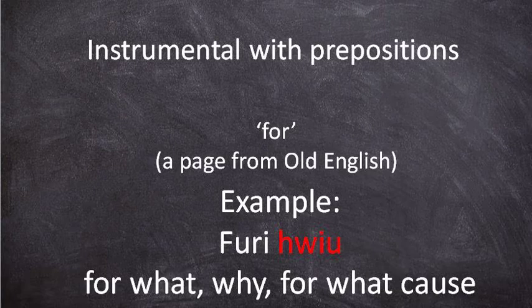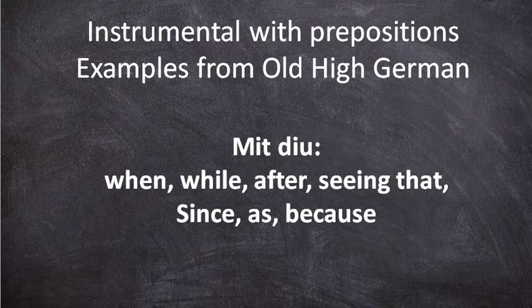To go even further with mit, we have mit du here, in the context of meaning when, while, after, seeing that, since, as, or because. A very literal translation would be with that, meaning when, while, after, seeing that, since, as, because, or depending on the context, with the. The examples I will be using now are straight from Old High German texts. It's not just translating from Old English to Old High German so we can have more Old High German. This is straight from the Old High German texts. All right, let's get right into it.